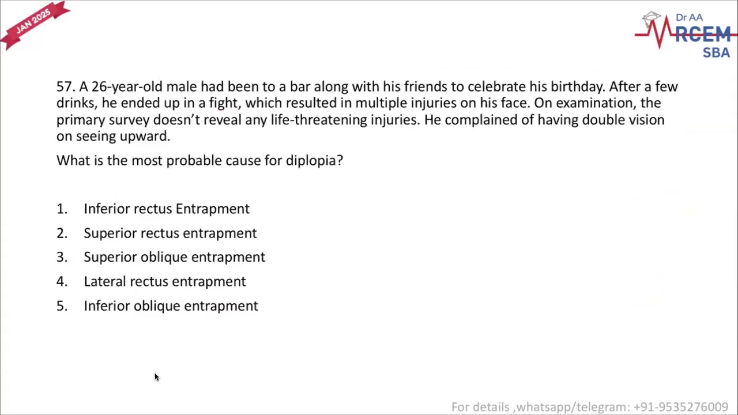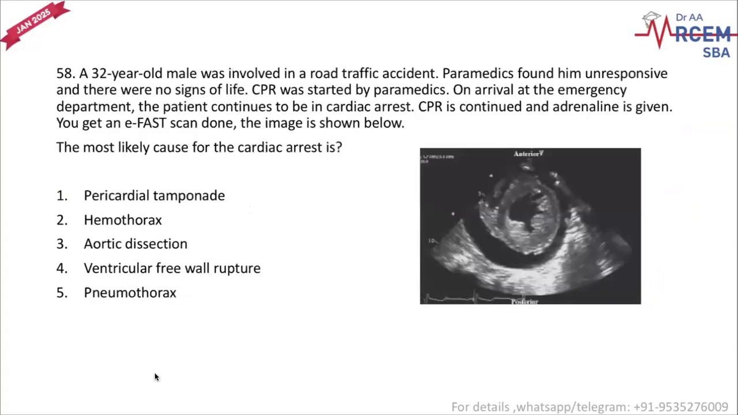A 26-year-old male had been to a bar along with friends to celebrate his birthday. After a few drinks, he ended up in a fight which resulted in multiple injuries on the face. On examination, the primary survey does not reveal any life-threatening injuries. He complains of double vision on seeing upwards. What's the most probable cause for double vision? Basically they are asking about entrapment of which extraocular muscle. It is the inferior rectus muscle.